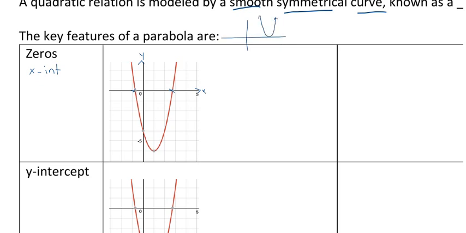So you see how there's only one x-intercept here. So the graph is intersecting the x-axis once. But I could also have no x-intercept. So if I have something that looks like this, right? You see how the graph is above the x-axis. It's opening up, so there is no x-intercept.